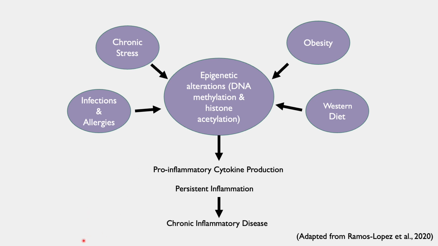So, for example, persistent inflammation can lead to chronic inflammatory diseases. There are several different chronic inflammatory diseases and autoimmune diseases like rheumatoid arthritis, cardiovascular disease, diabetes mellitus type 2, PCOS, and even dementia and Alzheimer's disease are characterized as inflammatory diseases.